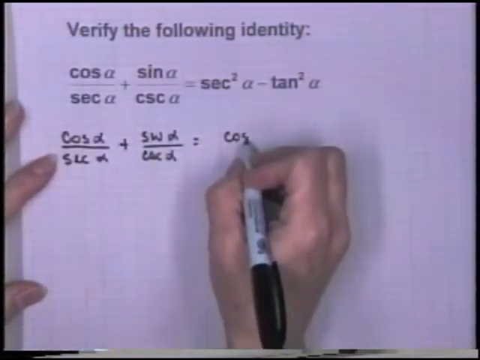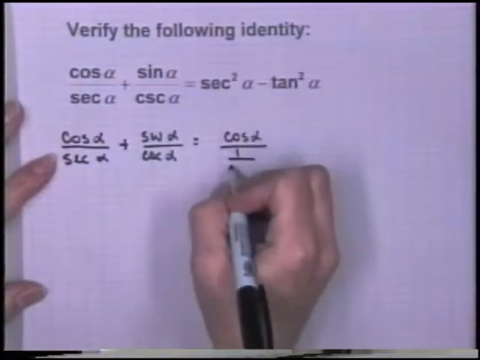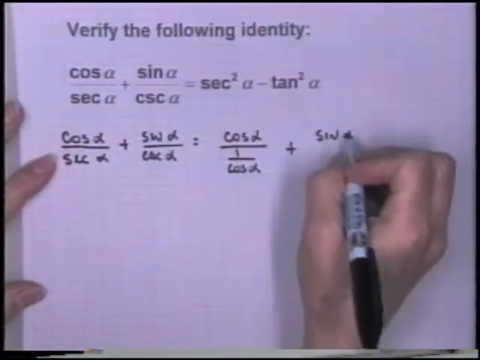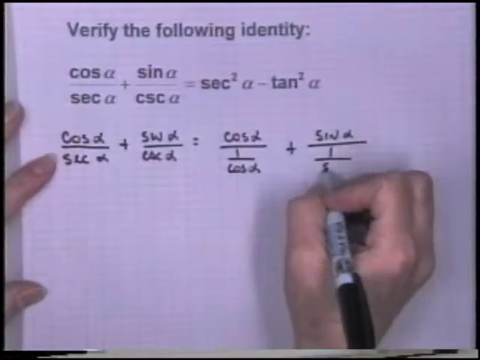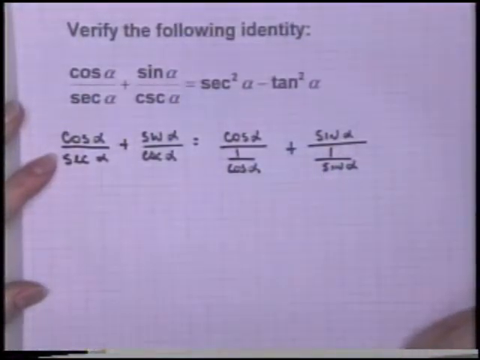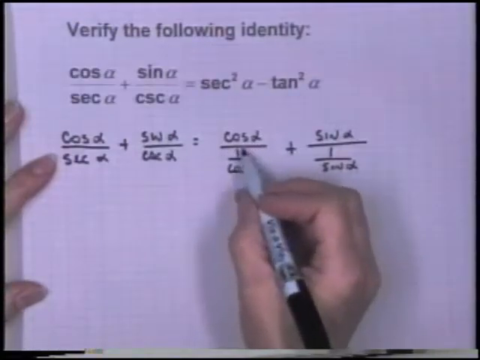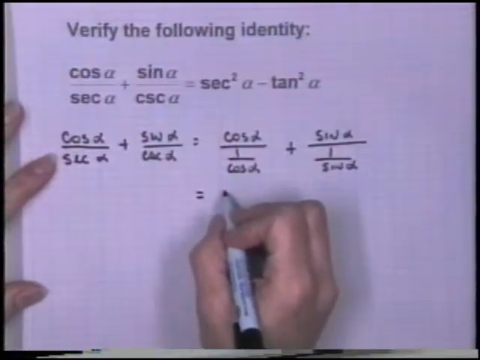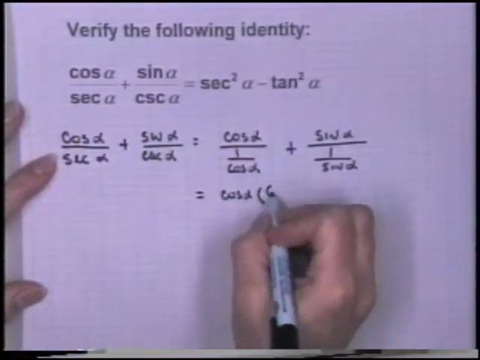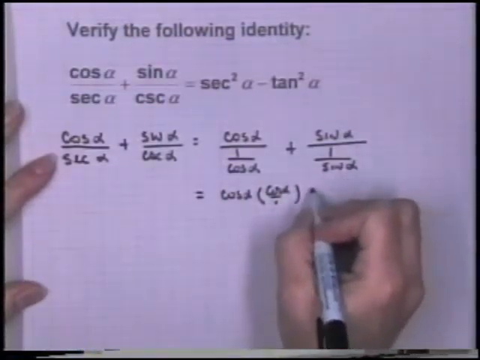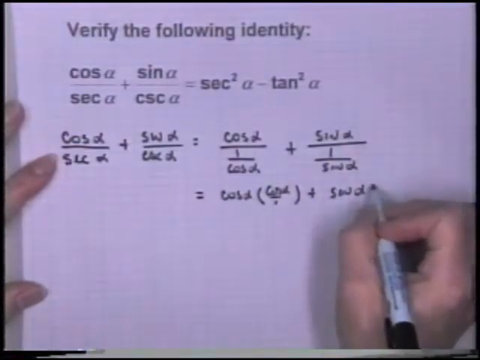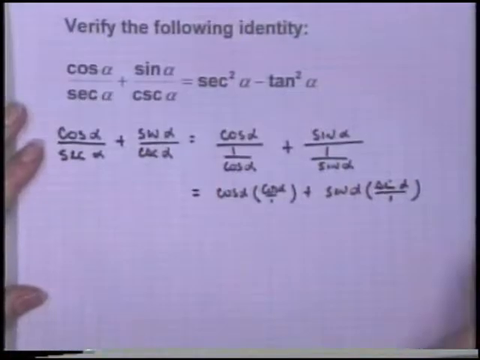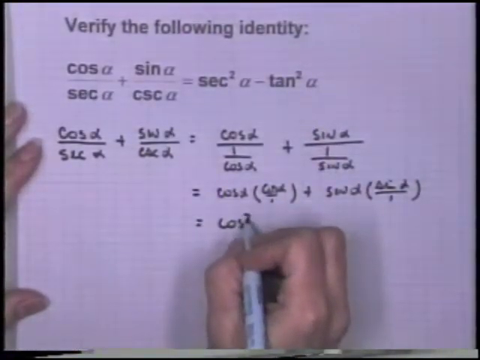Let's see. I think what I'm going to do here, let me change this secant that I have down here to 1 over cosine. And then I've got sine alpha, and this cosecant is 1 over sine alpha. Now, cosine divided by 1 over cosine, you're going to flip and multiply, aren't you? Can you see what's going to happen there? Cosine alpha will be times cosine alpha over 1. And the sine alpha that I have over here will be times sine alpha over 1. Do you see how we're flipping and multiplying?